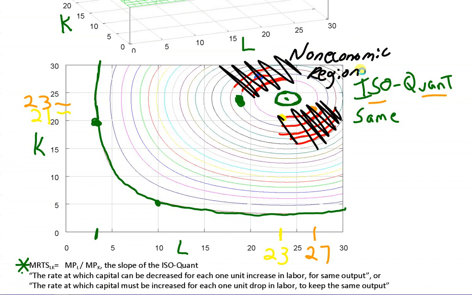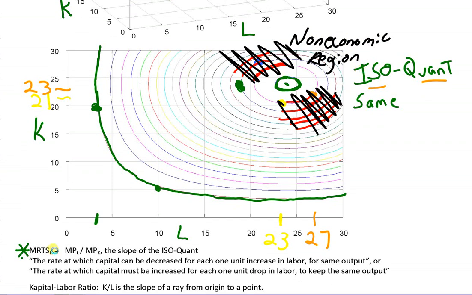Now, the second thing I want to talk about is the marginal rate of technical substitution, is the slope of the isoquant. And again, the positive here we'd never want to be on. But let's take a minute and interpret what we're looking at here with the marginal rate of technical substitution, just by looking at a couple of points here.